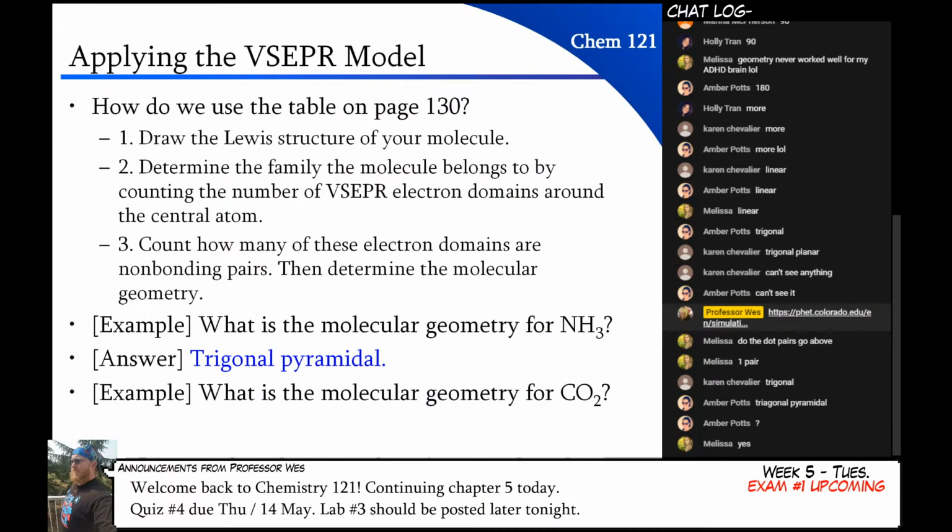What I want you to try and do is draw the Lewis structure for CO2, or find it in your notes where you have found CO2 and drawn it. Count how many electron groups it has, how many electron pairs are around that central atom, and then quickly give it a molecular geometry and type it in the chat. And you should be able to identify that one pretty quickly because, spoilers, there's only one answer for it.